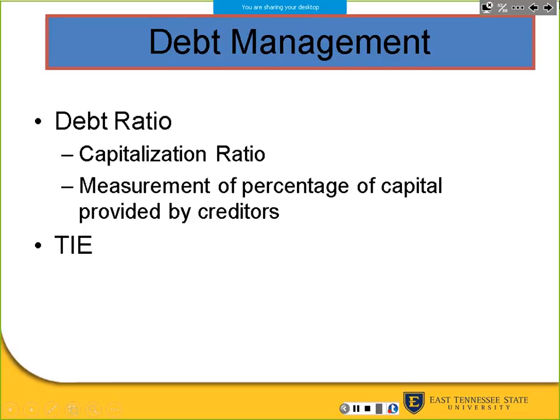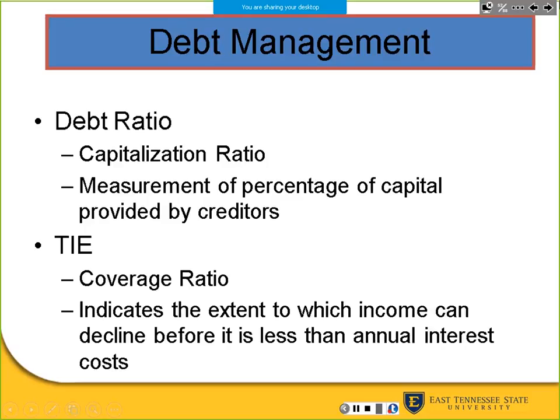So just to review, debt ratio, also called a capitalization ratio. We're looking at the percentage of capital provided by our creditors. So in this example, we said less than a third is being provided by our creditors, which puts us in a favorable position in terms of our creditors. And then TIE ratio, also called our coverage ratio, is going to look at the extent to which income can decline before it's less than our interest cost. So how much we can expand that debt financing.